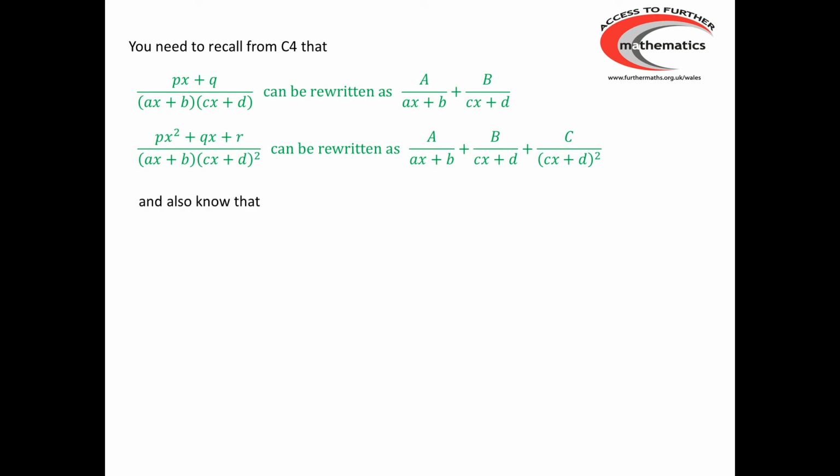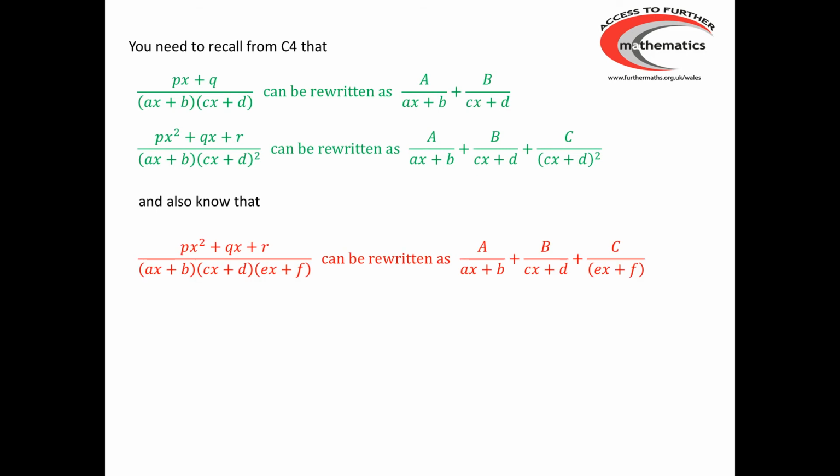The two new cases that are introduced in FP2 are that (px²+qx+r) over three linear factors, in other words over (ax+b)(cx+d)(ex+f), can be rewritten as A/(ax+b) + B/(cx+d) + C/(ex+f), and also that (px²+qx+r)/((ax+b)(cx²+d)) can be rewritten as A/(ax+b) + (Bx+C)/(cx²+d).